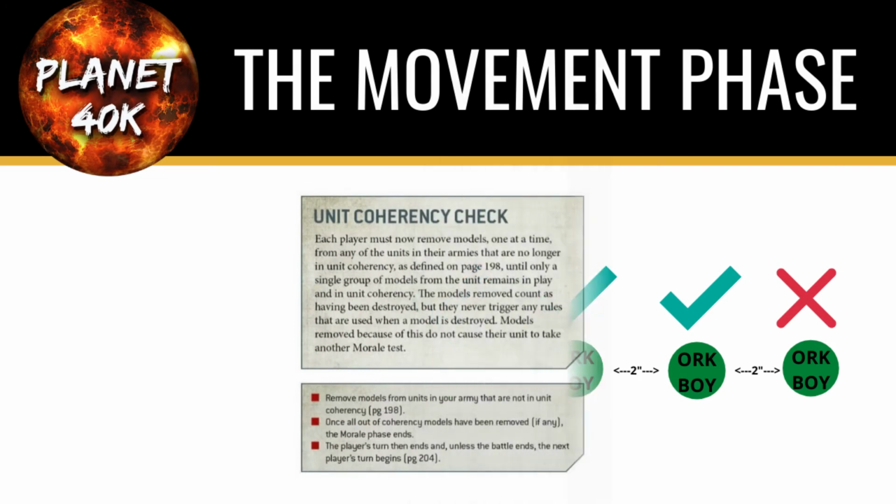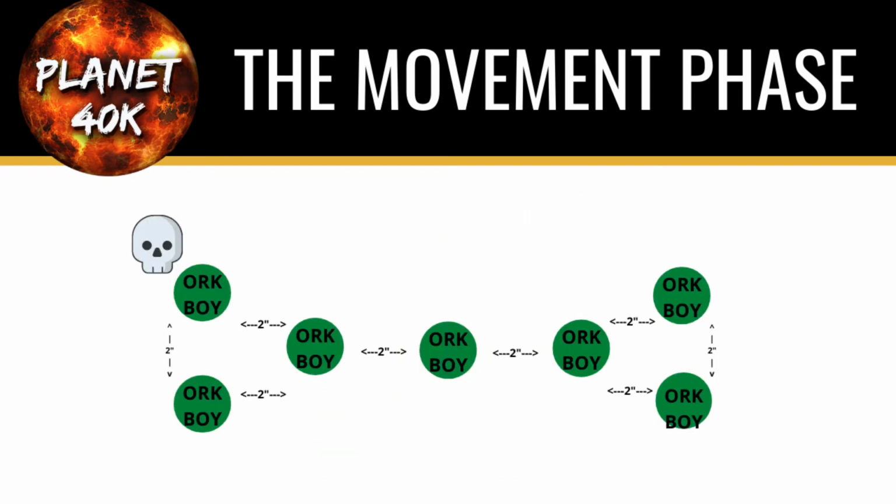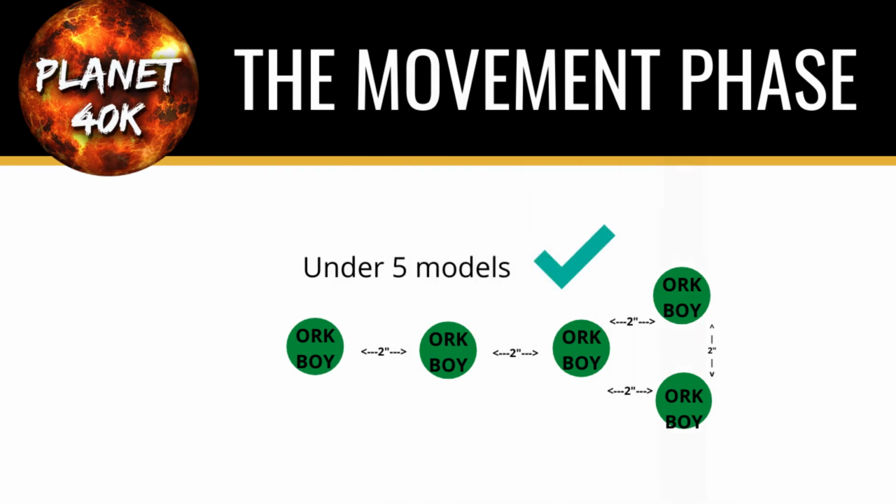The only problem though is unit coherency checks are now going to be a thing. So even though this happens in the morale phase, it needs to be considered in all phases. A unit coherency test is where if something isn't in coherency in the morale phase, then you just simply remove that model. And if you're removing one model, it could have a domino effect on another model because that model may now not be in coherency as well. So you keep going until everything's in coherency or you're left with 5 models, and that could be devastating.